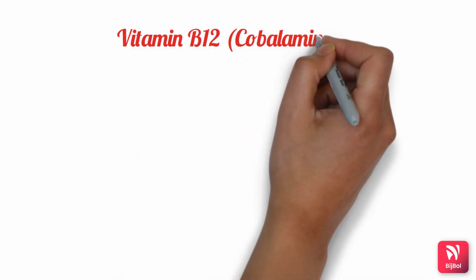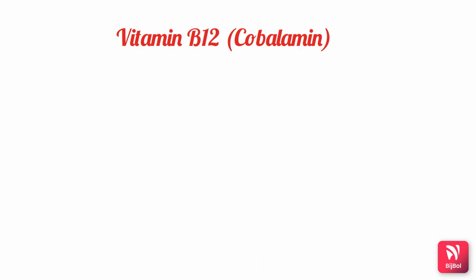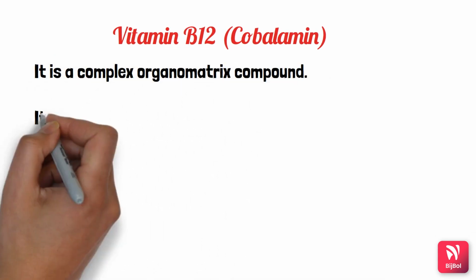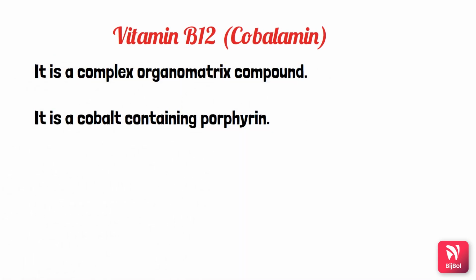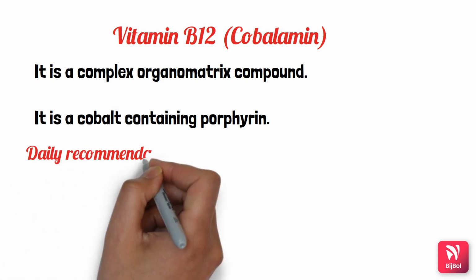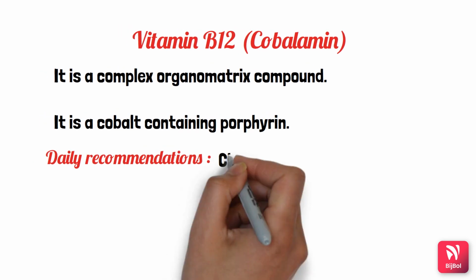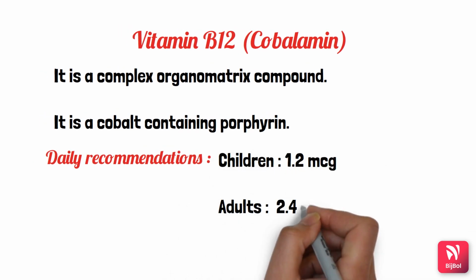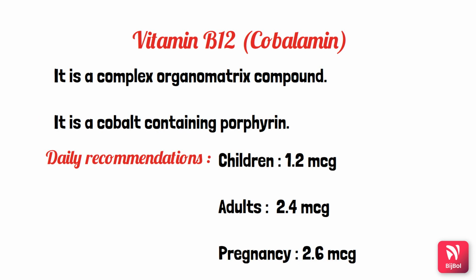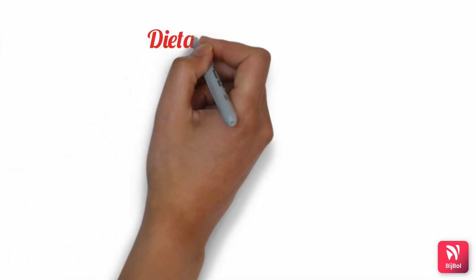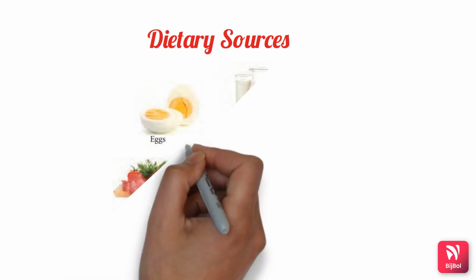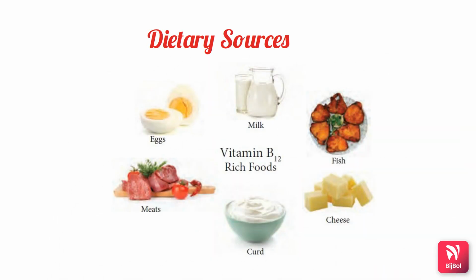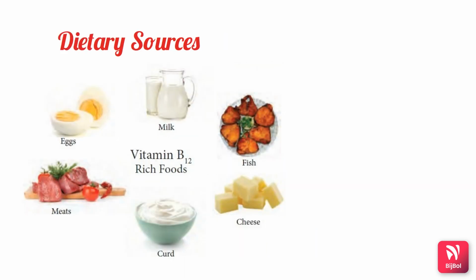Coming to the last B complex vitamin, that is vitamin B12, also called cobalamin. It is regarded as a complex organometallic compound. It is also a cobalt containing porphyrin. Coming to the daily recommendations of vitamin B12, in children it is 1.2 micrograms, in adults it is 2.4 micrograms, whereas in pregnancy it is 2.6 micrograms per day. Coming to the dietary sources of vitamin B12, they include eggs, milk, fish, cheese, curd, and also meats.